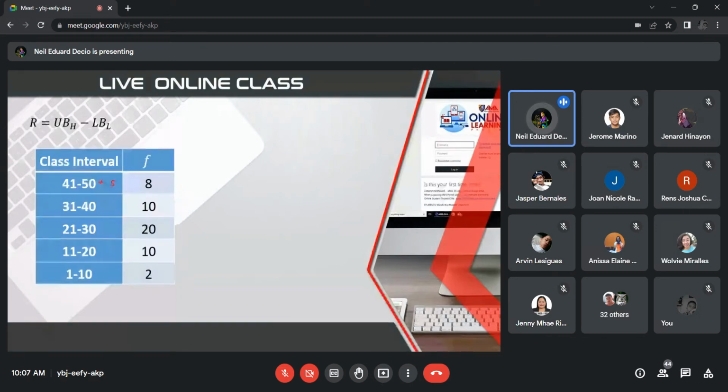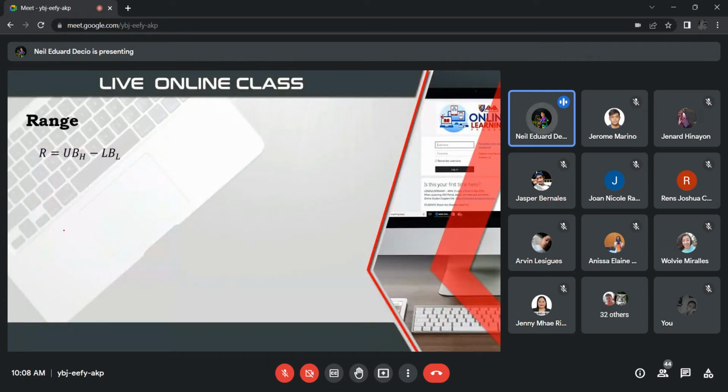So the lower boundary is 1 minus 0.5, which is 0.5. So that is 50.5, the upper boundary of the highest class interval, subtracted by the lower boundary of the lowest class interval, which is 0.5. So 50.5 minus 0.5, that would be 50. So that is how we get the range of group data.